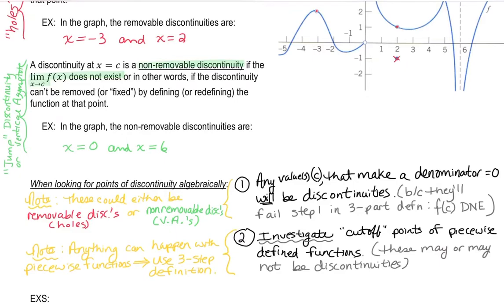All right, so this is what we're going to be mindful of, and what we're going to be thinking about when we are being asked to find our points of discontinuity by hand, essentially.